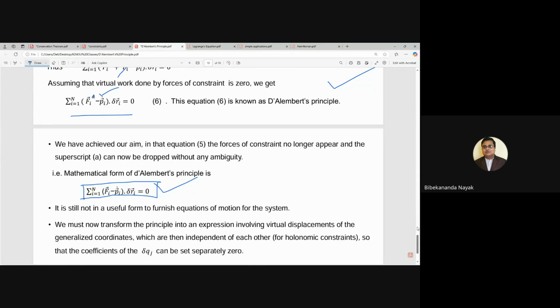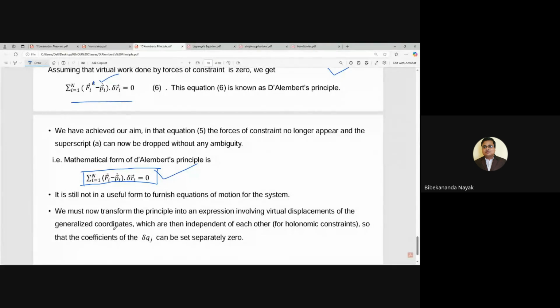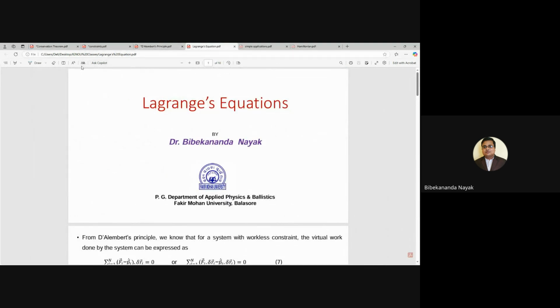But it is still not in a useful form because we have delta ri here. We have to convert the delta ri to delta qj and separately equate all coefficients to 0, which is basically our Lagrange's equation of motion. Next is Lagrange's equation of motion.